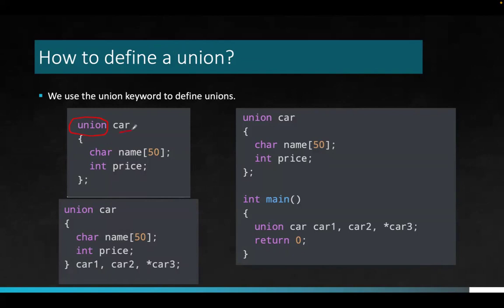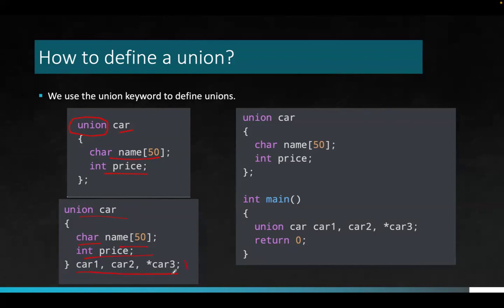And the union name is car. Character is character name and int price. This is one way to define a union. Another way to define a union is: union car, character name 50, int price, car 1, car 2, and a reference variable star car 3.